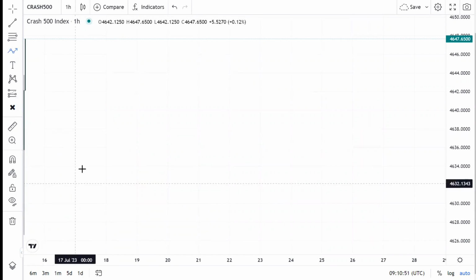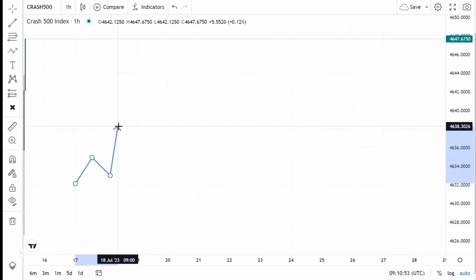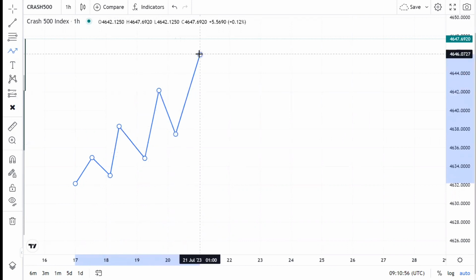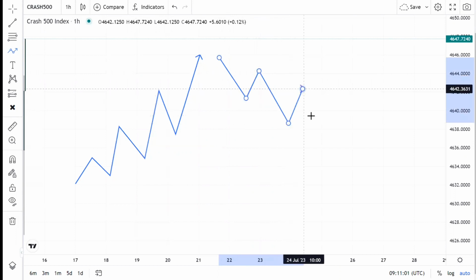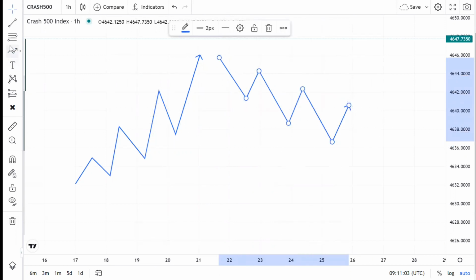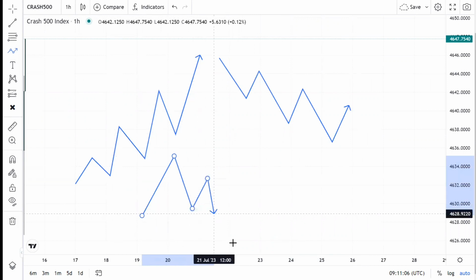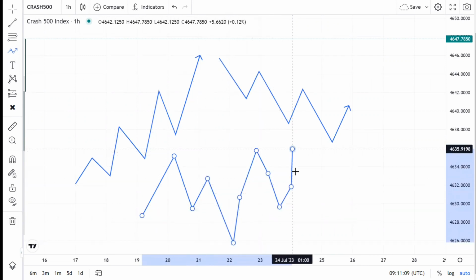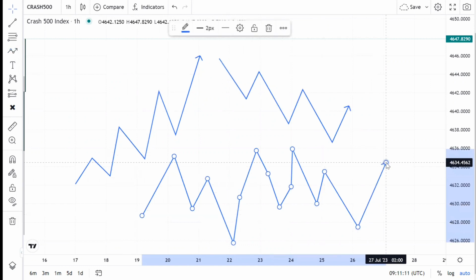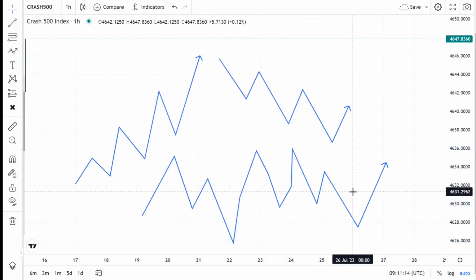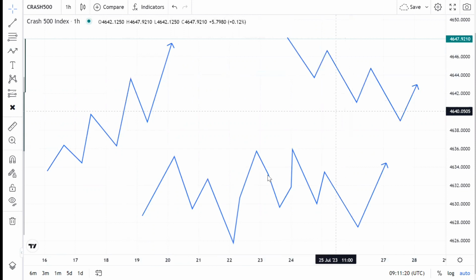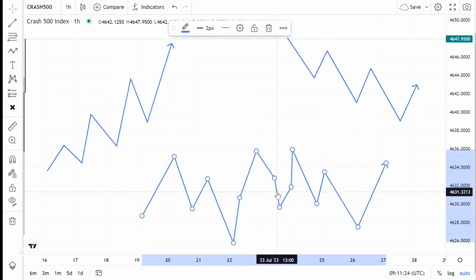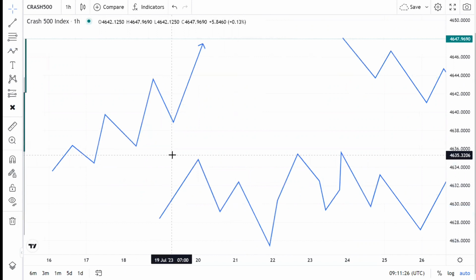Now, when we talk about trends, we have three types of trends. We have the uptrend, we have the downtrend, and then we also have the sideways trend. These are the three types of trend. This is the uptrend, this is the downtrend, and this is the sideways trend.